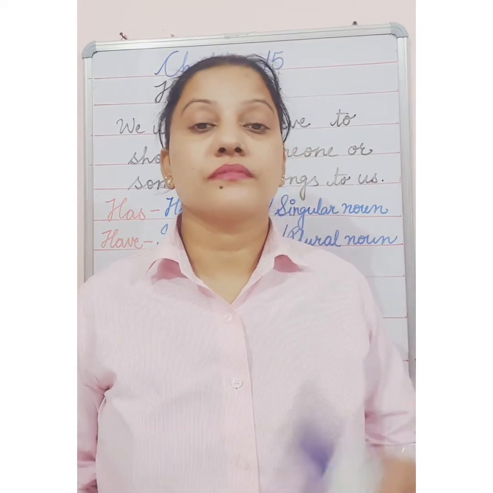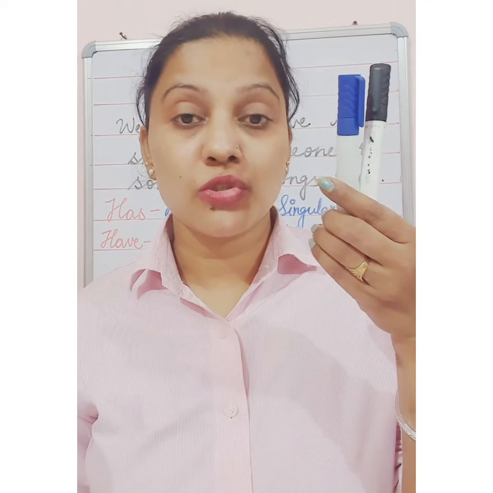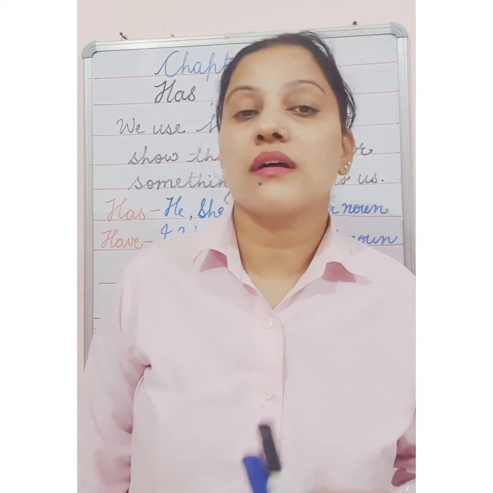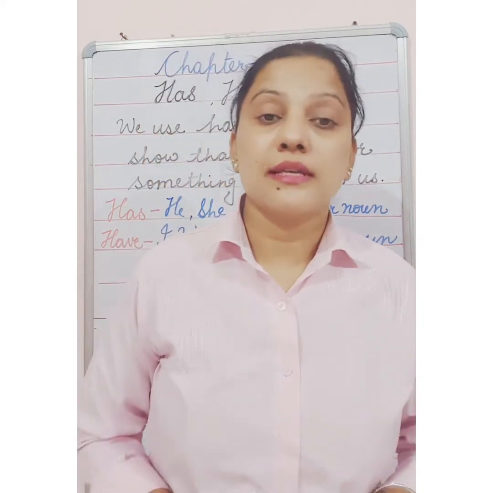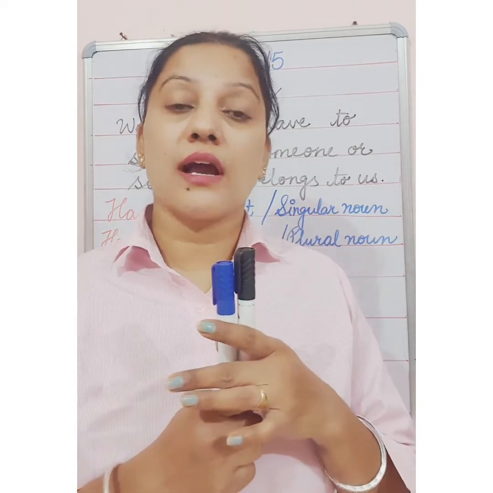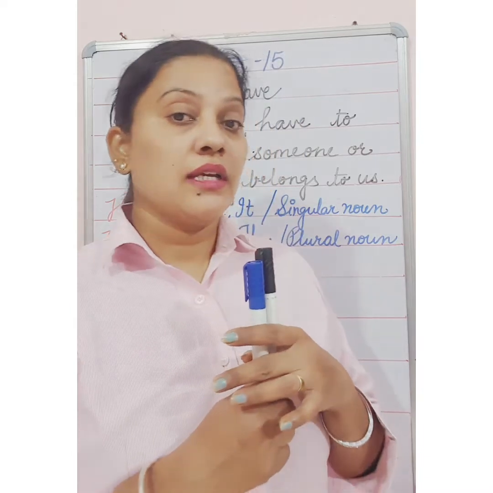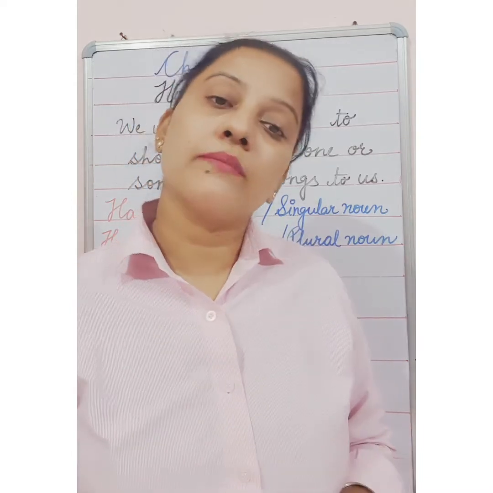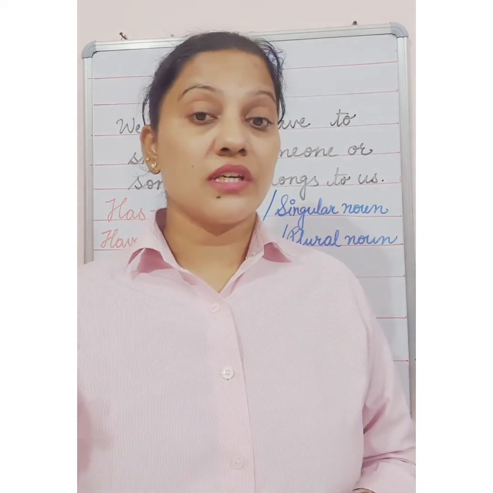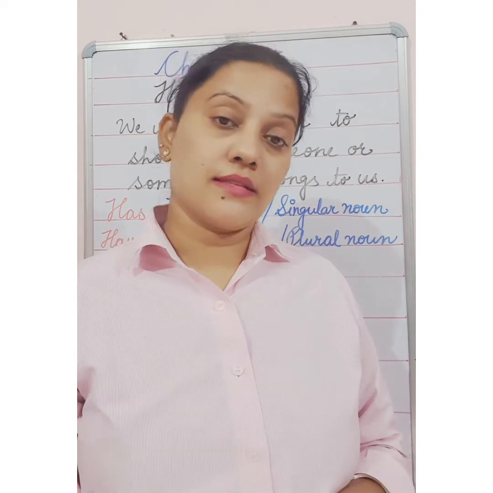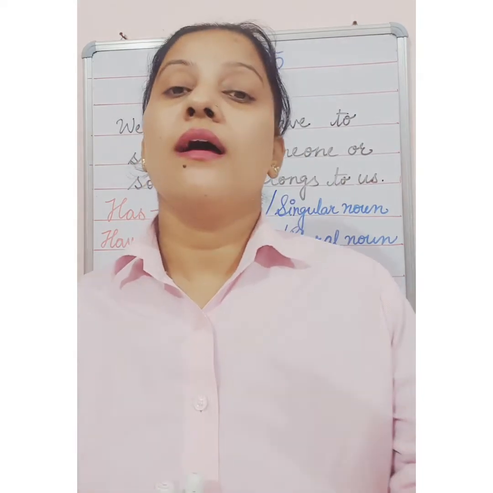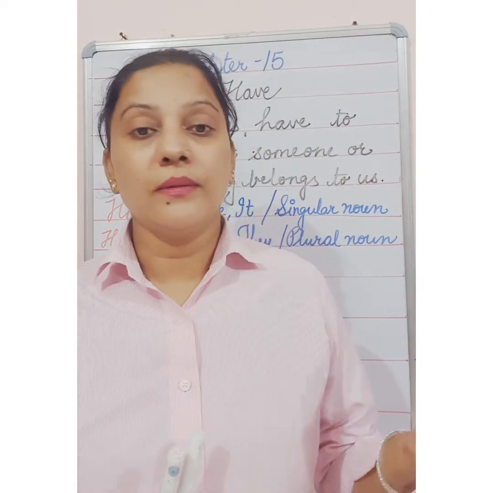You can see, I have 2 markers. These are my markers. Yes, these markers belong to me. So what have I used? I have. Have, because with I we use have. She has 1 red marker. She has means with she we have used has, because the marker is hers, so we have used she has 1 red marker.